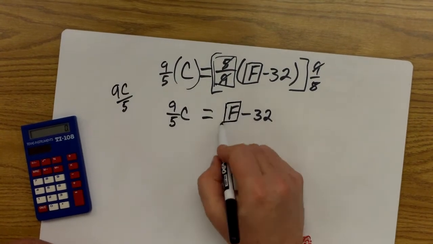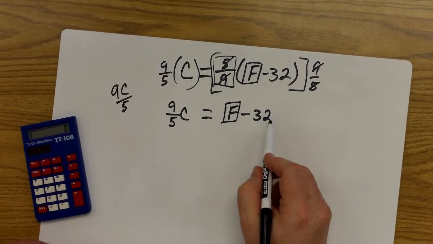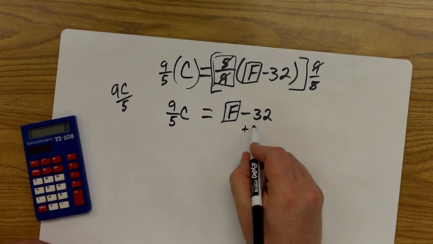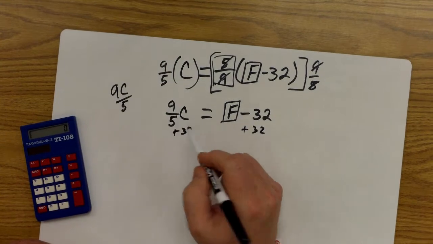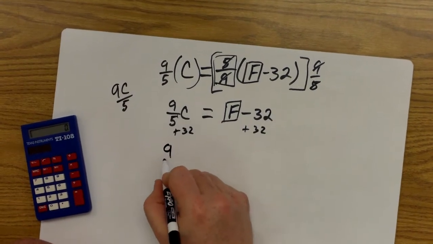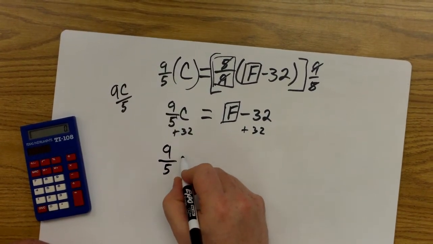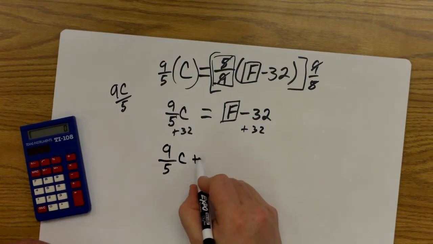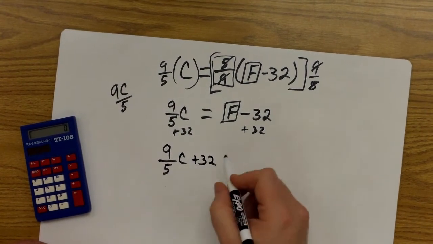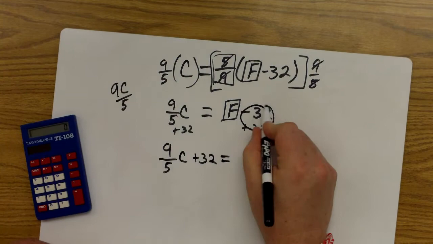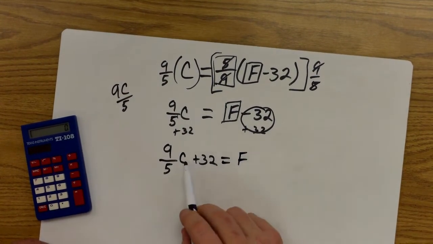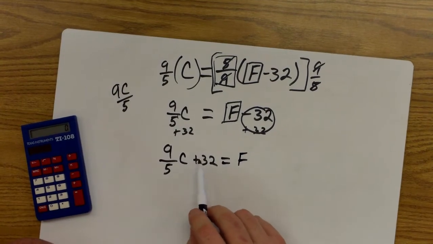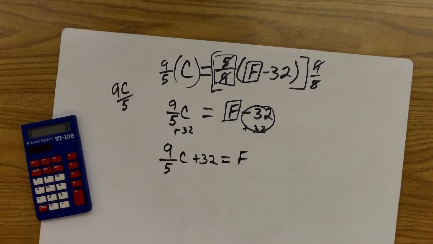Okay, I'm still solving for F. I still have a minus 32, so to get that off of that side I'm going to add 32 to both sides. Now I can't combine these together because they're not like terms, so all I can do is express it as 9/5 C plus 32, equals F, Fahrenheit. So the Fahrenheit would be 9/5 of the Celsius number plus 32 more.